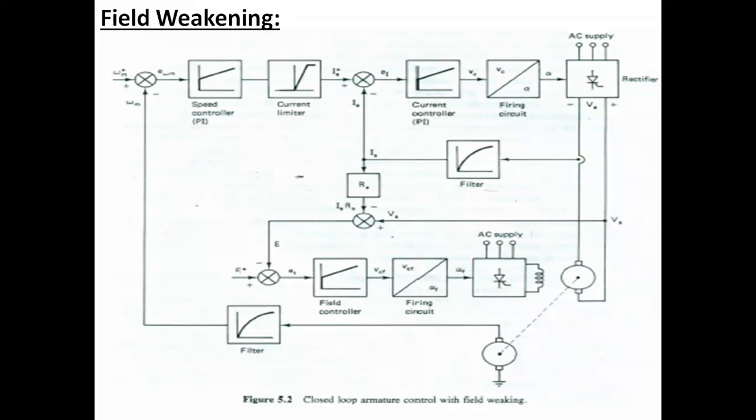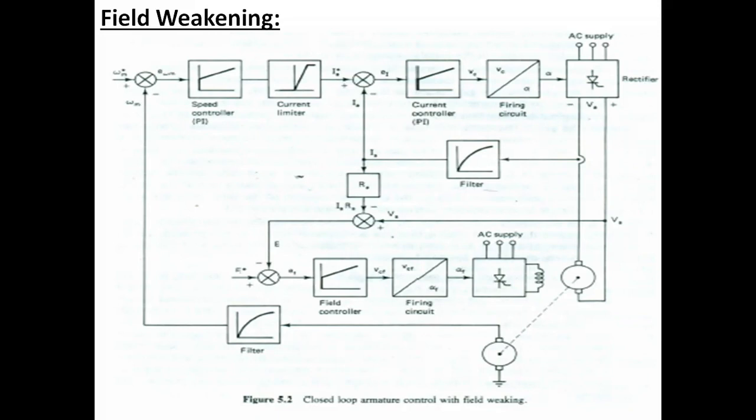Field control from 0 to base speed should be done at maximum field by armature voltage control. The control above the base speed should be done by field weakening at the rated armature voltage. This is implemented in figure 5.2. This is an inner current control scheme in which we take an additional loop for the field control. This field control is done by a controlled rectifier.